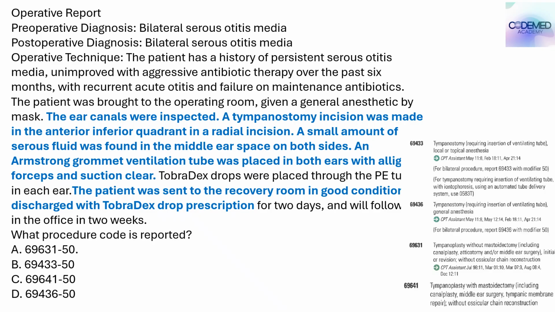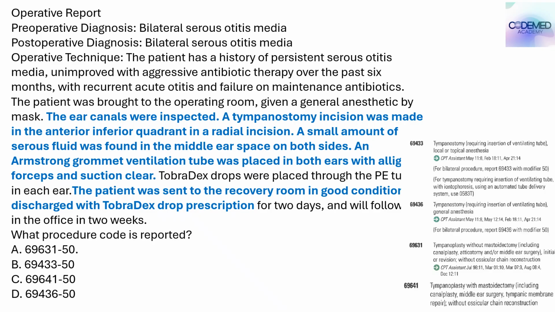The patient was brought to the operating room and given a general anesthetic by mask. The ear canals were inspected. The tympanostomy incision was made in the anterior inferior quadrant in a radial incision. A small amount of serous fluid was found in the middle ear space on both sides. An Armstrong grommet ventilation tube was placed in both ears with alligator forceps and suction clear. Tobradex drops were placed through the PE tube in each ear. The patient was sent to the recovery room in good condition, discharged with a Tobradex drop prescription for 2 days.